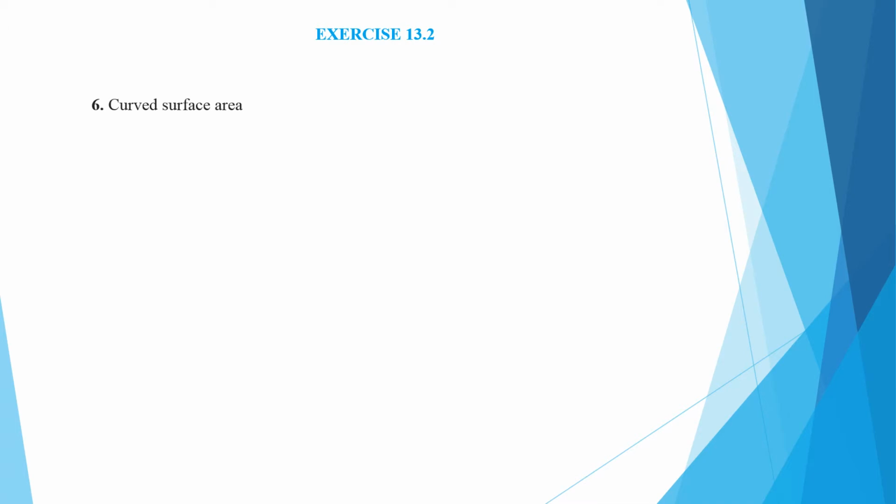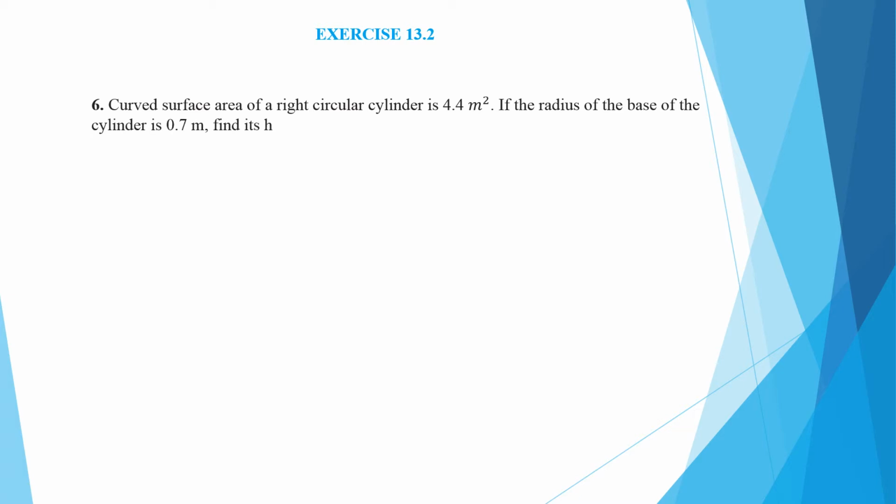Let's read this question. The curved surface area of a right circular cylinder is 4.4 meter square. The radius of the base of the cylinder is 0.7 meter. Find the height.